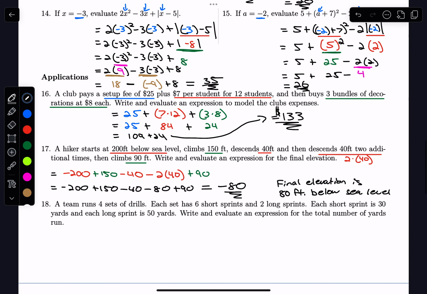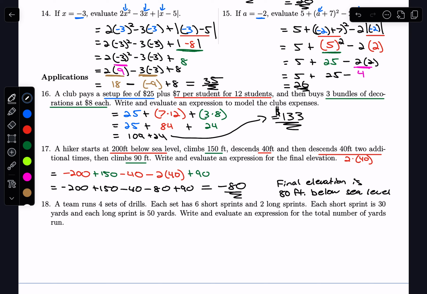Okay, one more for us here. A team runs 4 sets of drills. Each set has 6 short sprints and 2 long sprints. Each short sprint is 30 yards and each long sprint is 50 yards. Write and evaluate an expression for the total number of yards run. We're going to actually do this one using variables. Since we learned how to evaluate for variables and we have both short and long sprints here, let's go ahead and try to use some letters to actually make this an algebra class a little bit.